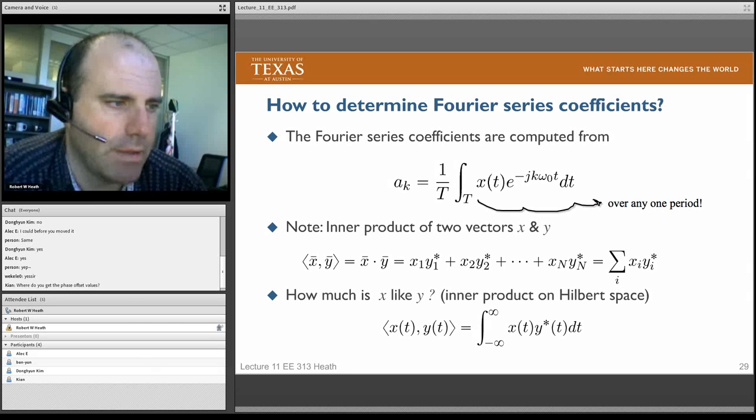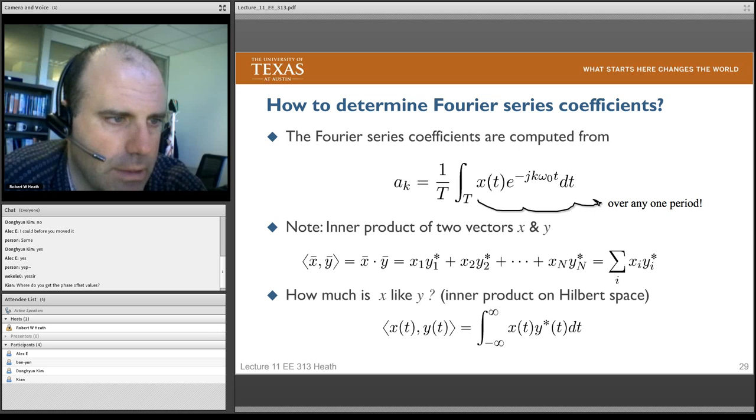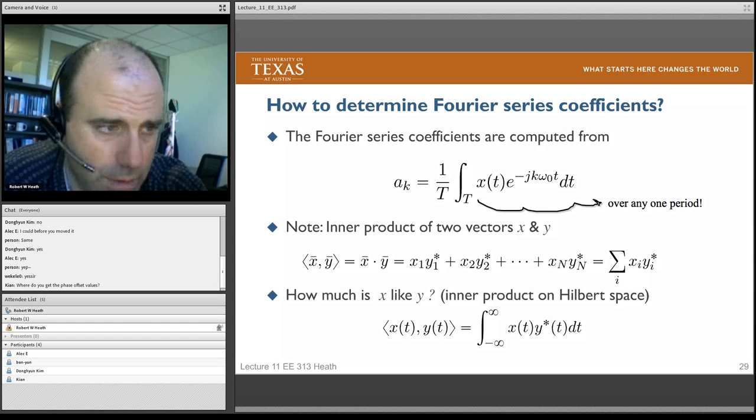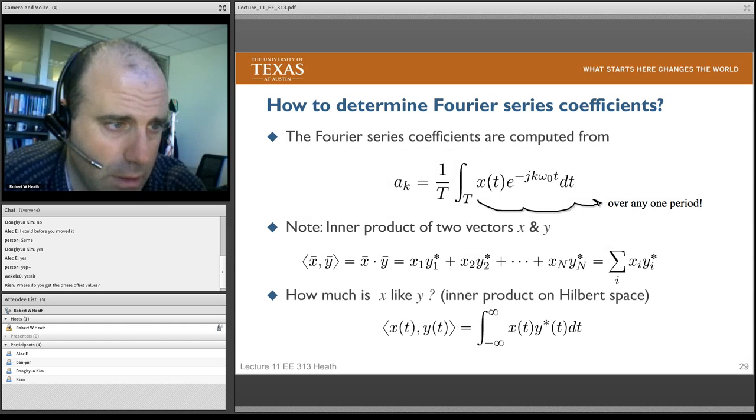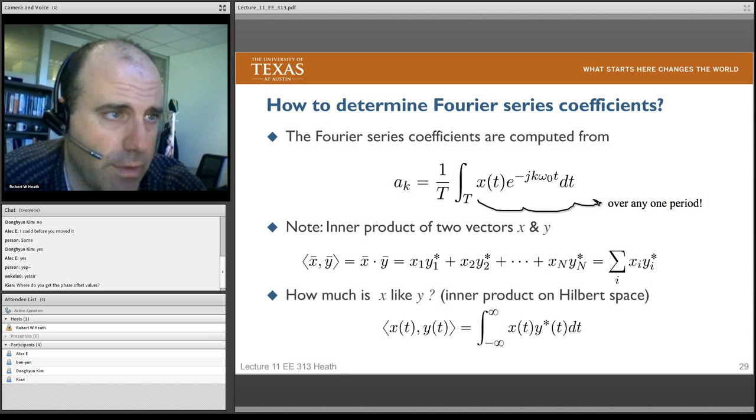So it turns out that this integral up here is also related to an inner product on Hilbert space, which looks something like what follows here. It's not exactly the same, but it's very similar. And so on the space of functions that are square integrable, this function plays the role of an inner product. Now, this is for non-periodic functions. I should have emphasized this for periodic functions.